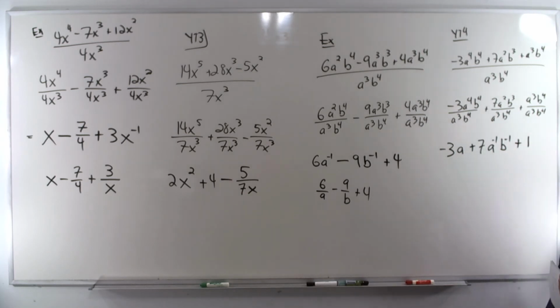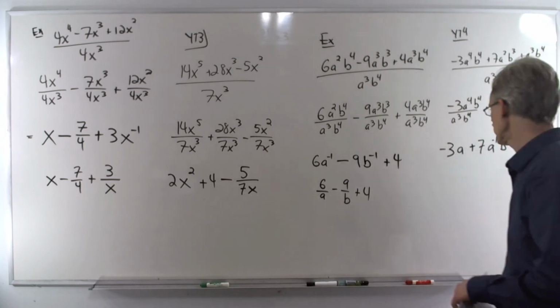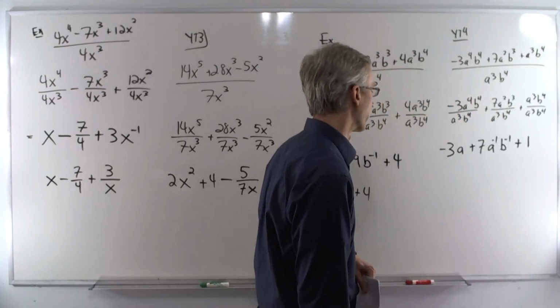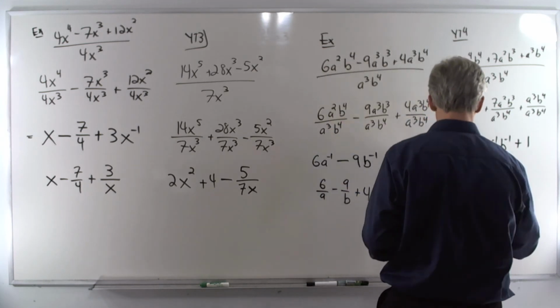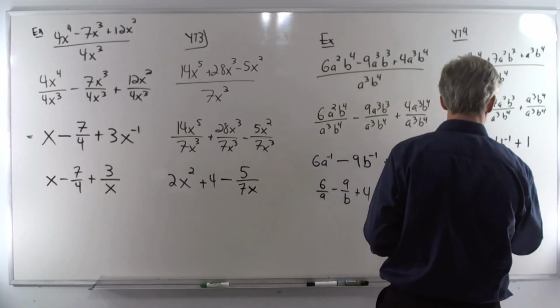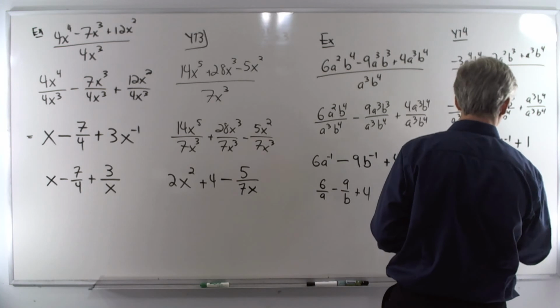It's a common mistake I see. Everything cancels, we just forget about it and leave a blank or put a 0 there. Don't do that. When we cancel, anything divided by itself is 1. All right, now all I have to do is rewrite that middle term. So we got -3a plus 7 over ab plus 1.